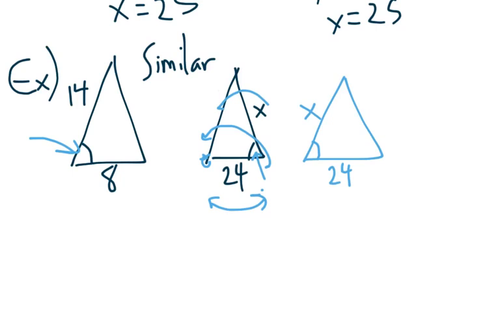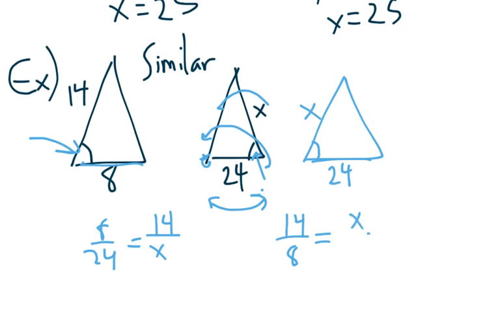When setting up the proportion, it's just all about being consistent. As long as you're consistent, you're fine. And so here we have the base. Maybe I'll go 8 over 24, so I'm going from the left to the right, and so I'm going to have 14 over x. If you wanted to, again, you could go with just one triangle: 14 over 8 is equal to x over 24. Either way, it's going to work out just fine.